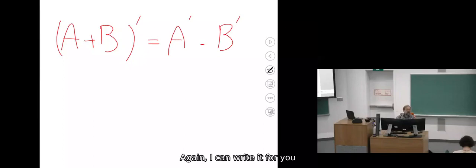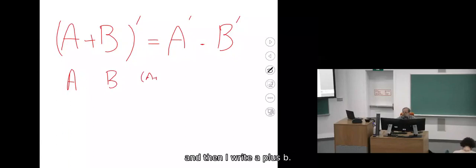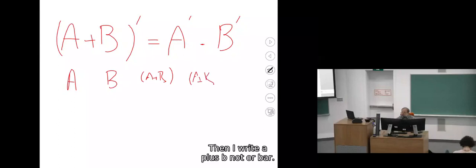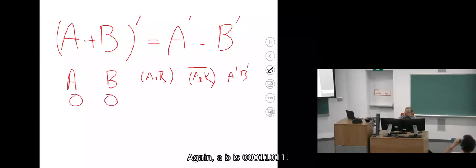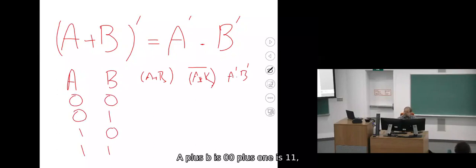Again, I can write it for you with the different alternatives. Let me write it. A, B, and then I write A plus B. Then I write A plus B negated with the bar, and then I write A negated, B negated. Okay. Again, A, B is 0, 0, 0, 1, 1, 0, 1, 1. A plus B is 0, 0 plus 1 is 1, 1 plus 0 is 1, 1 plus 1 is 1.